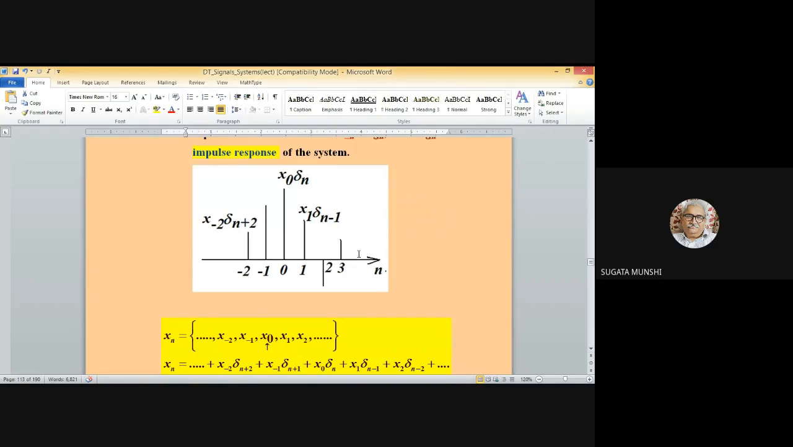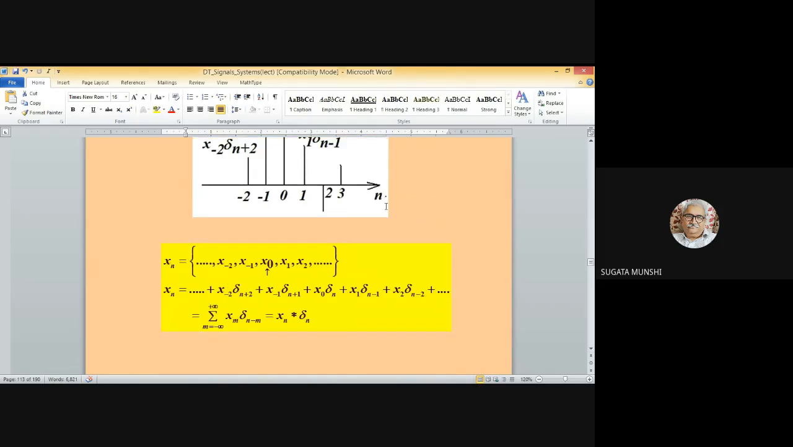Now, to put it right from the basics, say we are exciting the DT-LTI system by the sequence x n. x 0 is the sample value at n equal to 0. At n equal to 1, it's x 1. At n equal to 2, it's x 2. In this way, it's progressing. At n equal to minus 1, it's x minus 1. n equal to minus 2, it's x minus 2.